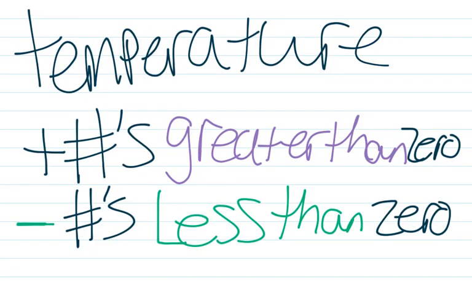Hey guys, so today we're going to talk about lesson 98, which is about temperature. Okie dokie, so let's go ahead and just jump right on into this. So temperature. When we look at a thermometer, there's two types of numbers.